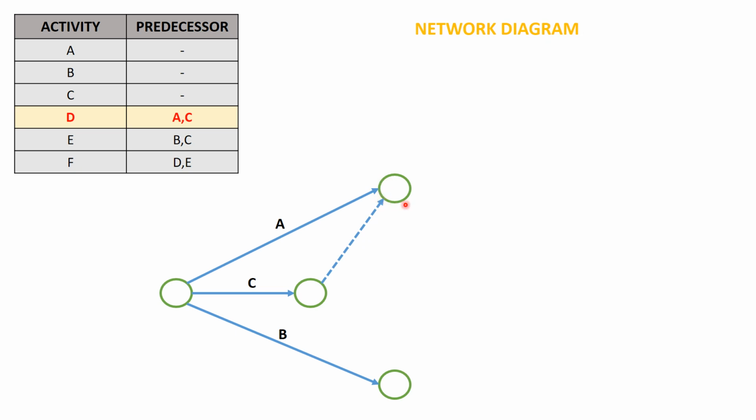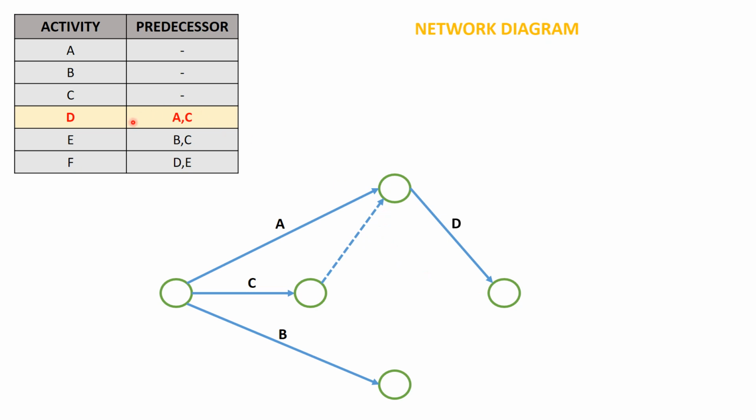So now at this node, right, at this node we have 2 dependencies. One is activity A, the other one is activity C. So I can easily draw an activity D through this. So once activity D is drawn, I'll just close it with an event, right? Hope you have got this.